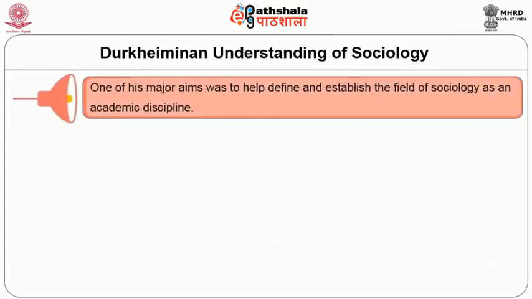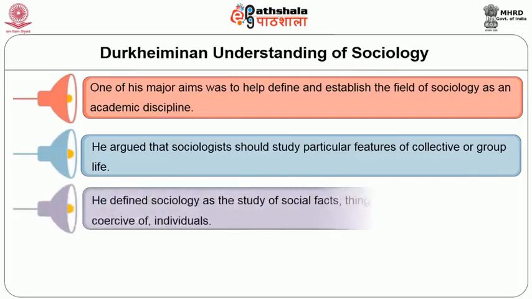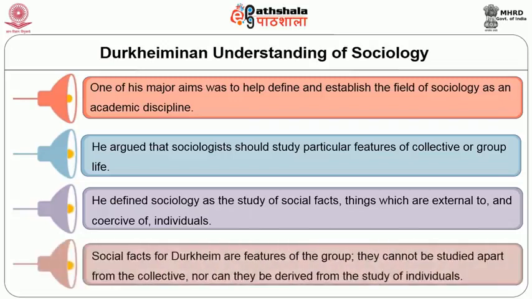One of the major aims was to help define and establish the field of sociology as an academic discipline. He argued that sociologists should study particular features of collective or group life. He defined sociology as the study of social facts, things which are external to and coercive of individuals. These social facts for Durkheim are features of the groups. They cannot be studied apart from the collective, nor can they be derived from the study of individuals.